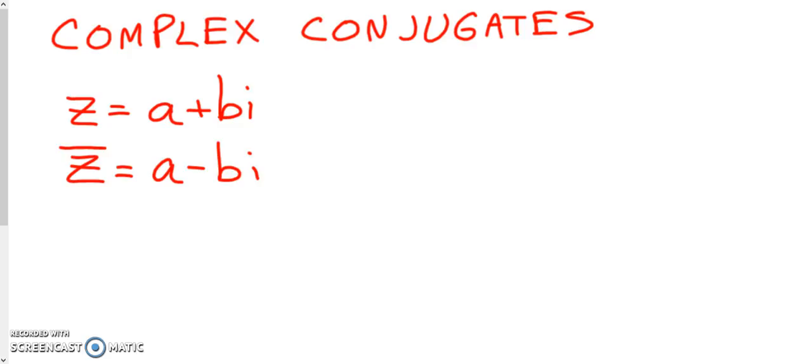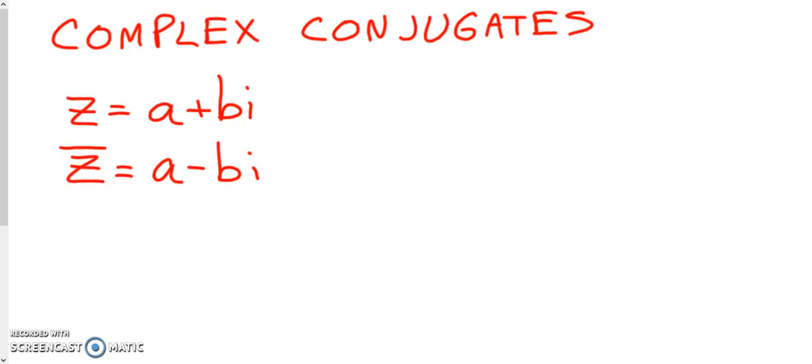Note that that's not the opposite, because what would the opposite of z be? Negative z would make this into negative a minus bi, and see, a stays the same here. And so the complex conjugate basically says the imaginary part changes sign, whatever it is.